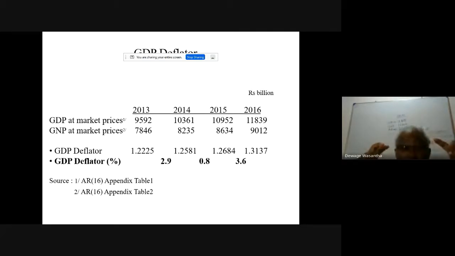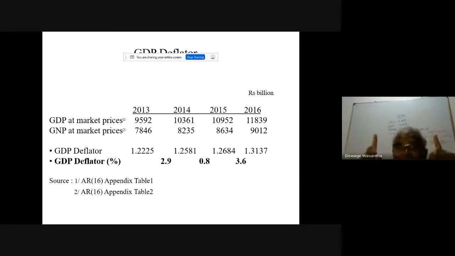Then how do you calculate the GDP deflator? You divide 11839 by 9012, 1.313. For 2015, nominal value 10952 divided by real value 8634, 1.2684. Nominal divided by real. First you calculate the GDP deflator: 1.225, 1.2581, 1.2684, 1.3137. These are the ratios.